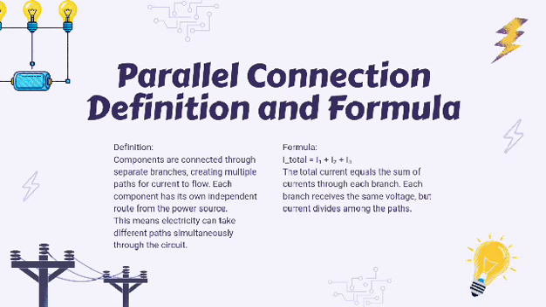A parallel connection is a circuit where components are connected through separate branches. This creates multiple paths for electricity to flow. Unlike series circuits, each component can operate independently. The formula for total current in a parallel circuit is: total current equals current sub 1 plus current sub 2 plus current sub 3. This means the total current is equal to the sum of the currents in each branch.